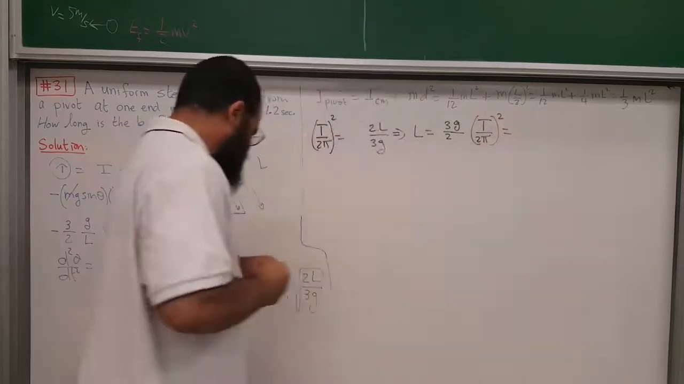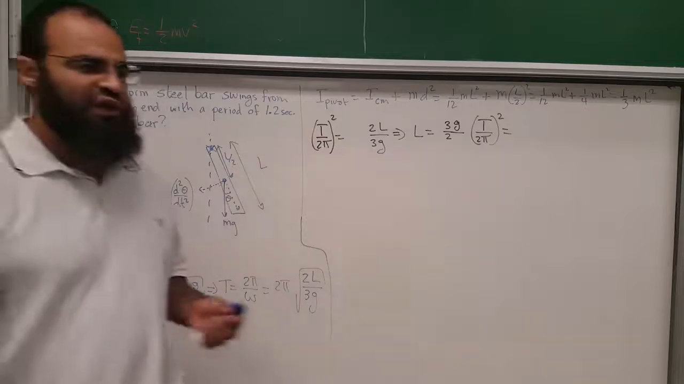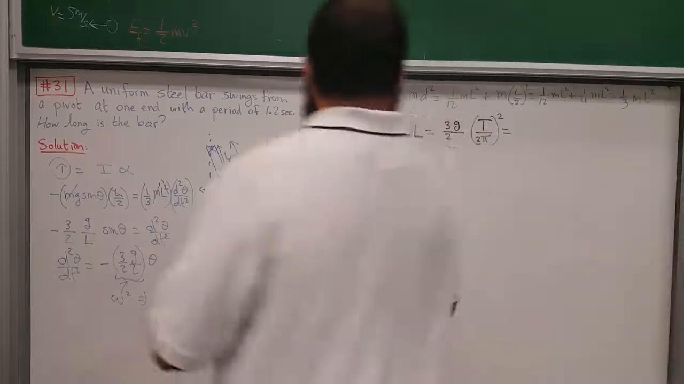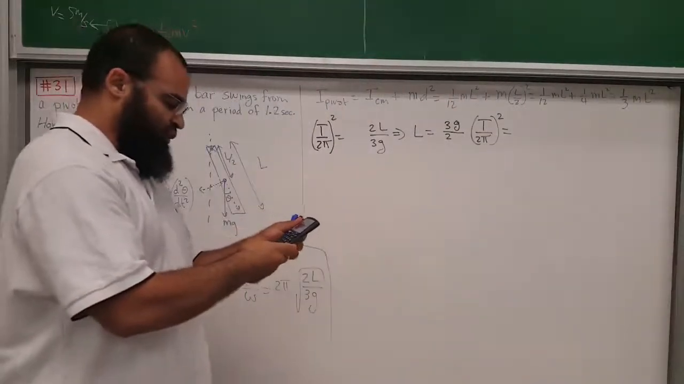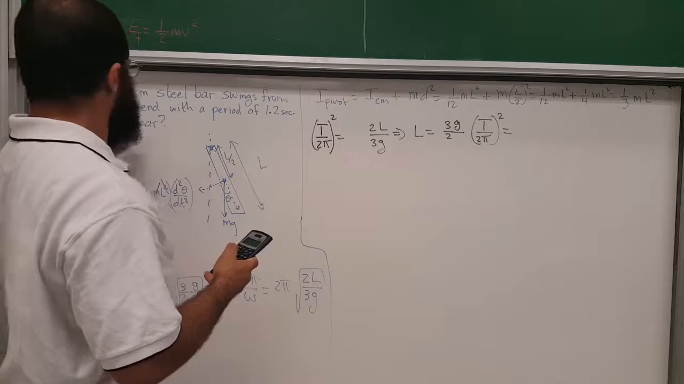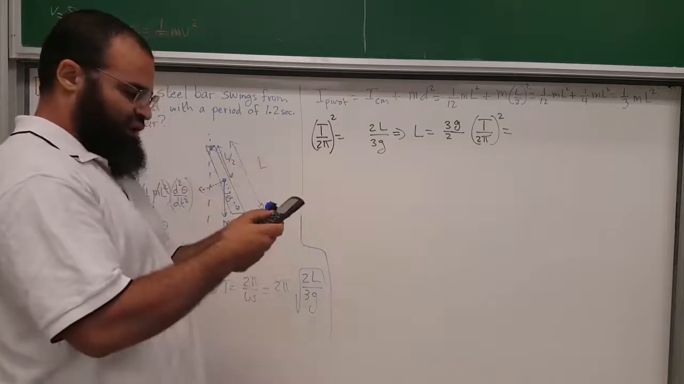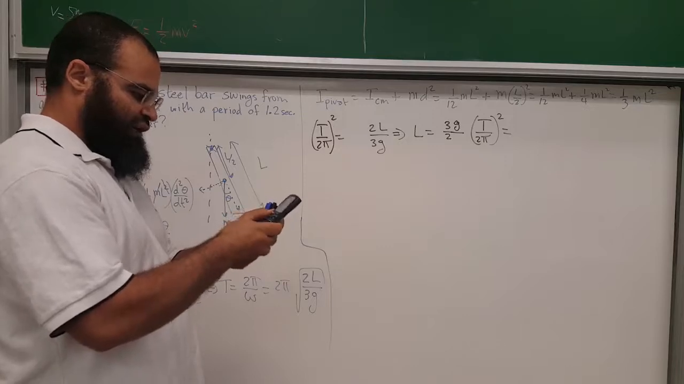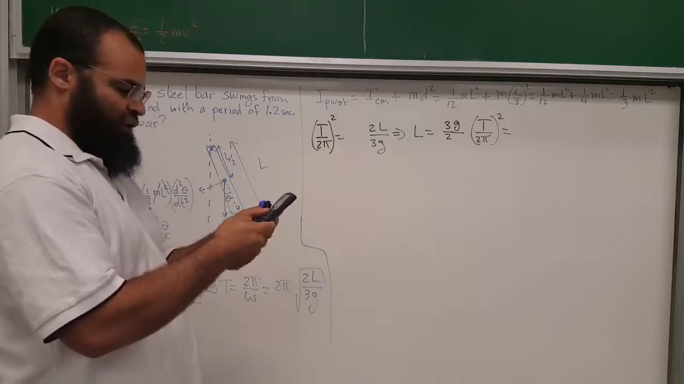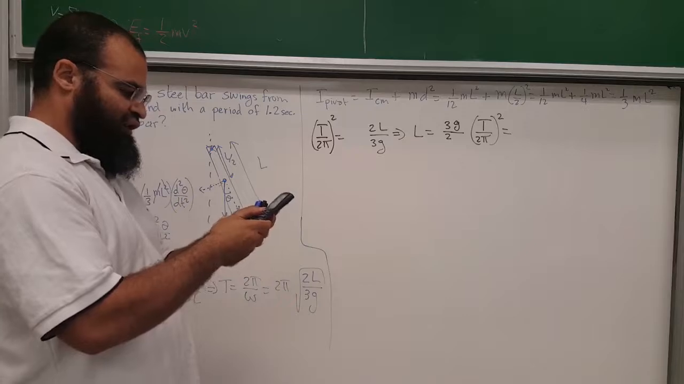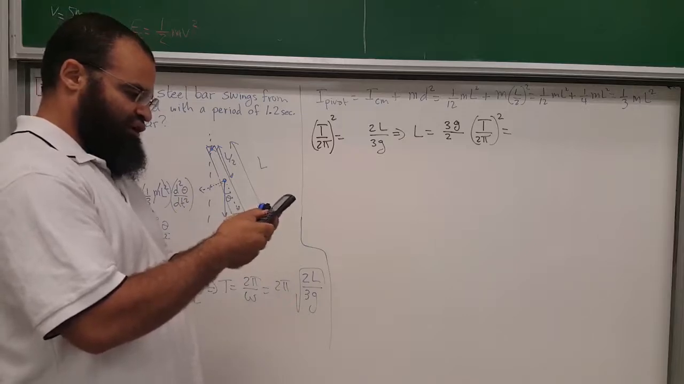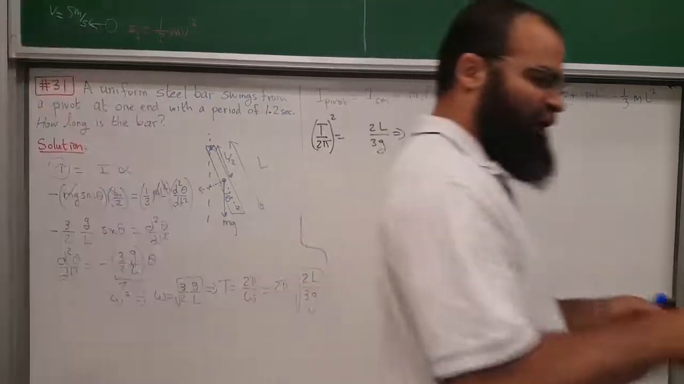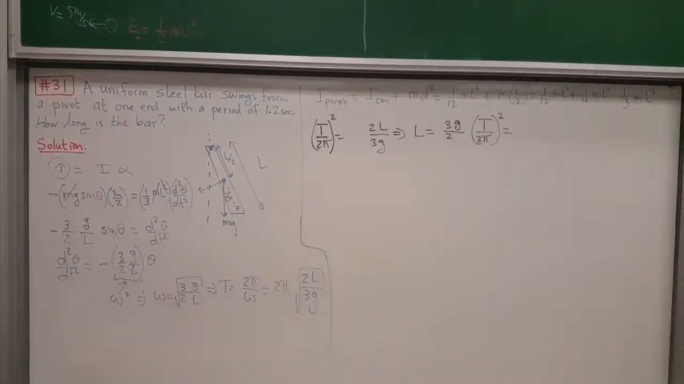All right, let's plug in some numbers here. Where's my calculator here? I get what? The period is 1.2. Divide that by 2 pi. Square it. Multiply it by 3 over 2g. 3 over 2 times g, 9.8. I get the length of the bar is 0.536. Hopefully that is the answer.